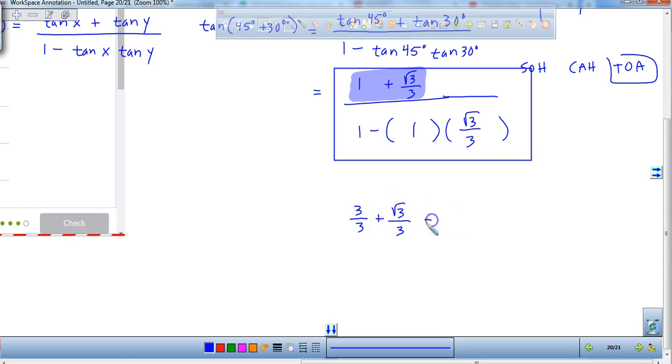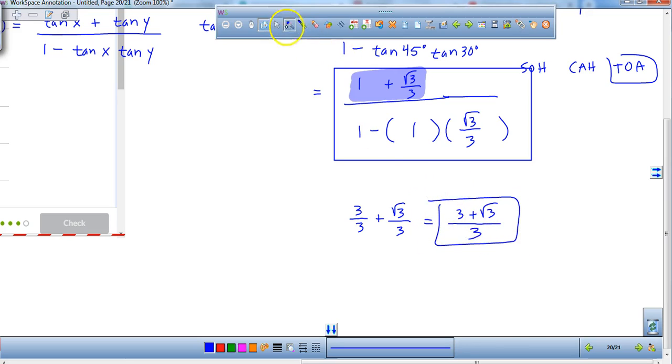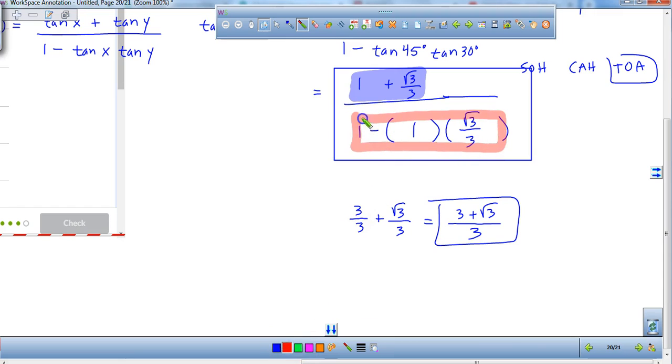So this becomes 3 plus radical 3 over 3. So there we go. That's what we're going to have. That's right there. There's our numerator. Now I'm going to take a look at our denominator right here. I'm going to highlight that in red. And I'll get everything nice and simplified for us.